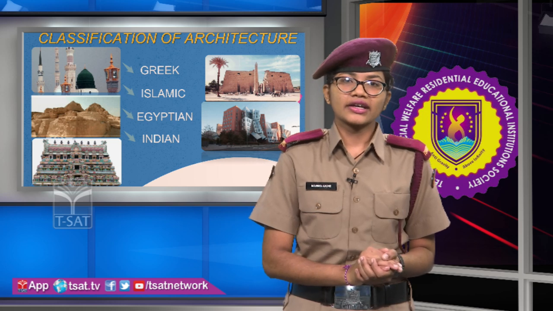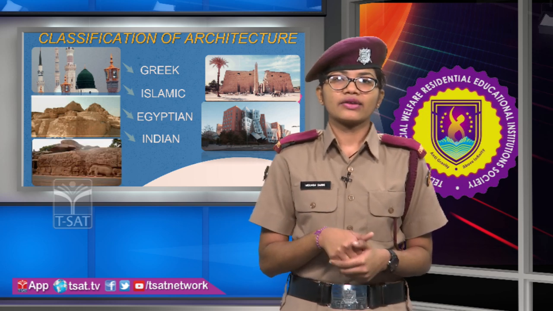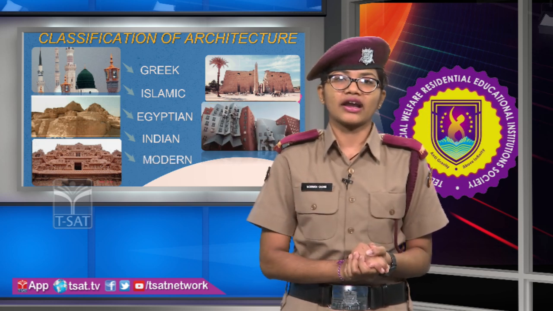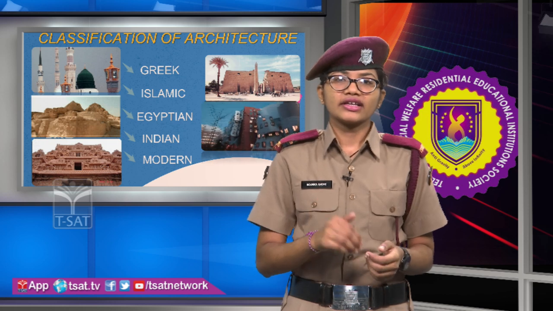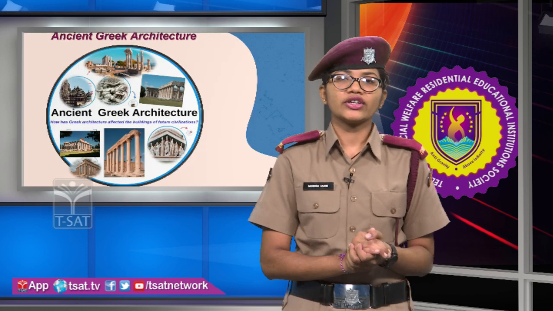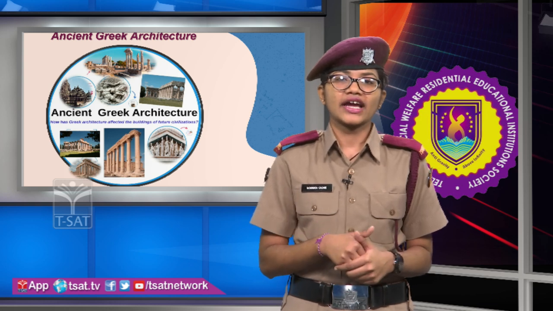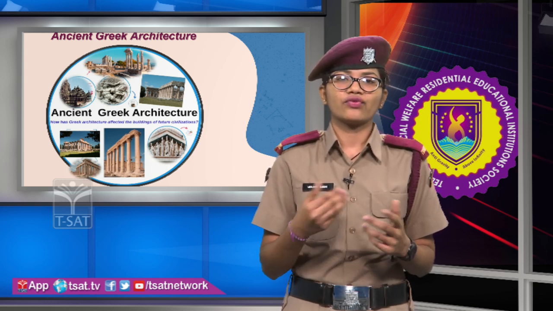Coming to Indian architecture, they followed mathematics in astrology to build their buildings and temples. In modern architecture, they use adjusted proportions, ratios and parametric designs to construct modern forms.